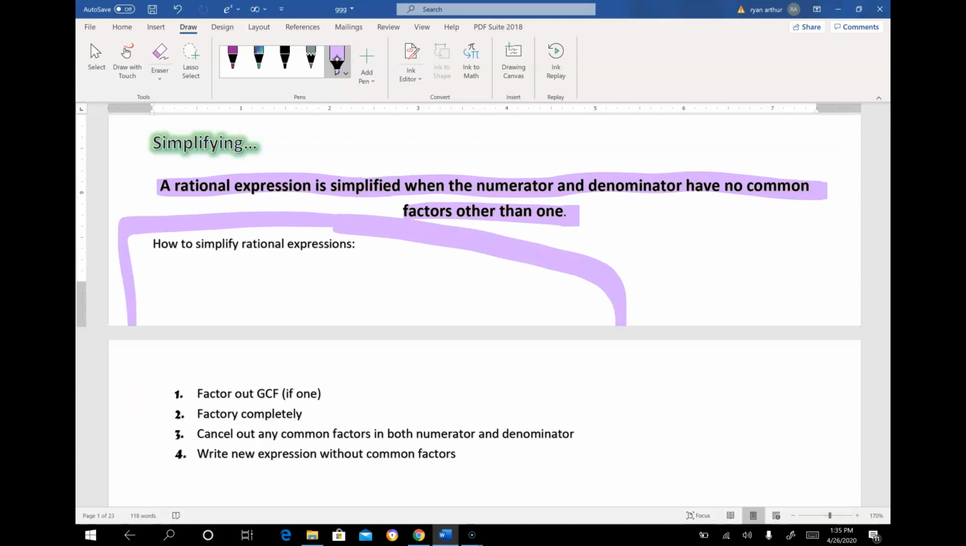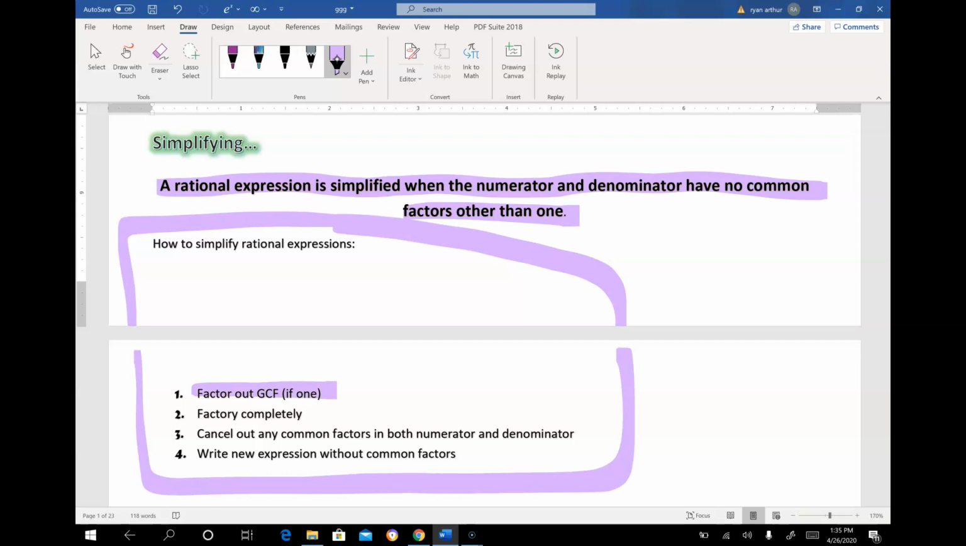Okay? So first, I need you to factor out the GCF if there is one. Factoring out GCF and factoring completely is the same thing, but I know myself, I always forget that GCF sometimes, and then when you go to factor, it messes it up. So I like to put it as a step.